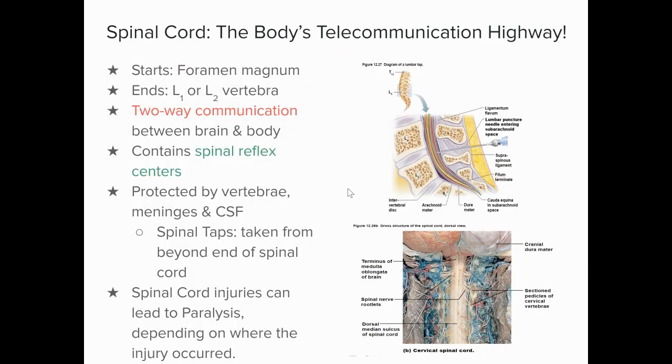All right, last slide, everybody. Spinal cord, the body's telecommunication highway. All right, anatomically, where does this start? The foramen magnum. You should know where that is. It ends at L1, L2. Okay, your lumbar, first two lumbar vertebrae. Two-way communication between the brain and the body. It contains the spinal reflex center.